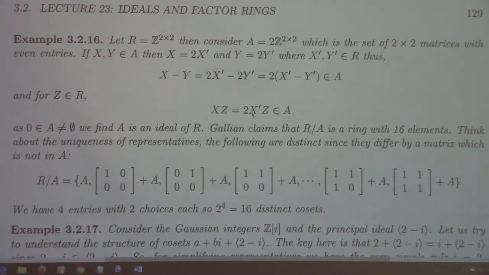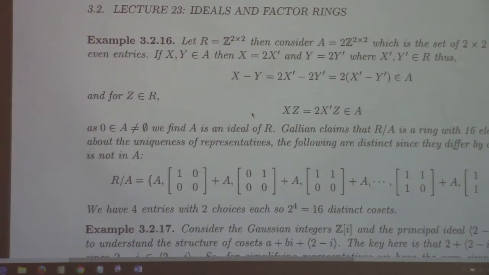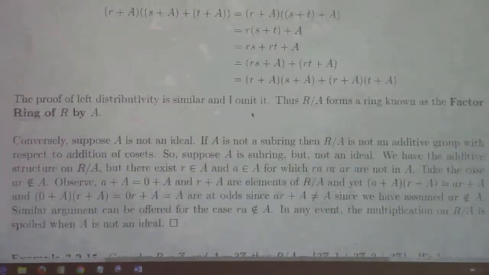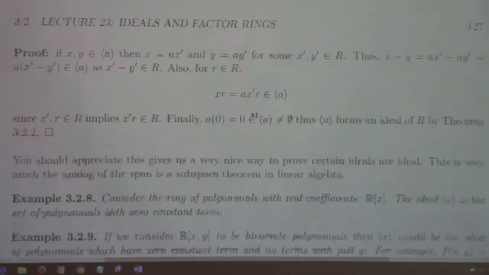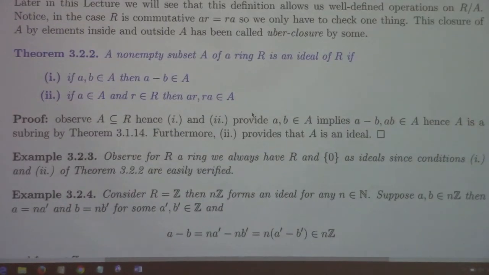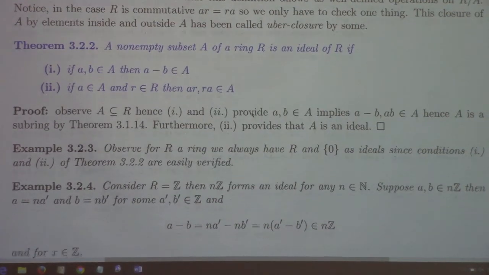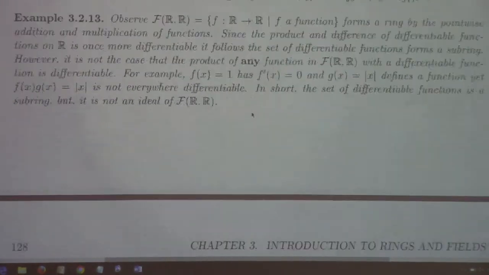Wait a second here. I think this example is missing something, isn't it? What did we have in the ideal test? I should have had a link. I need two things: that AR and RA are in A again. I've only checked half of the closure for the example we're looking at. I'll have to fix that, guys. Sorry about that.